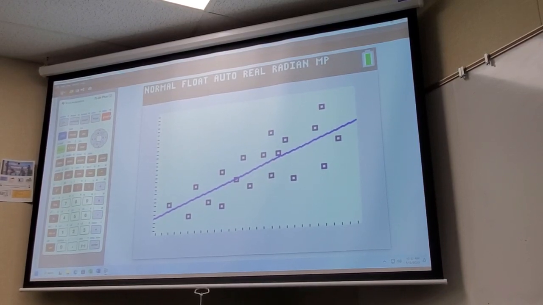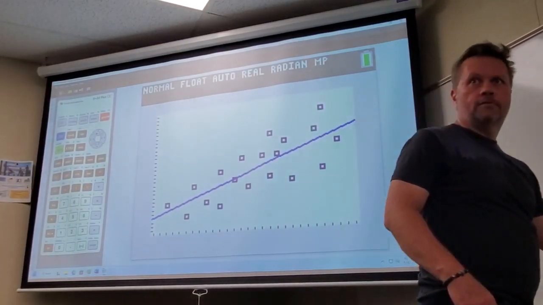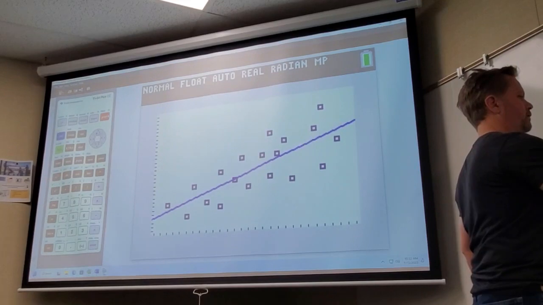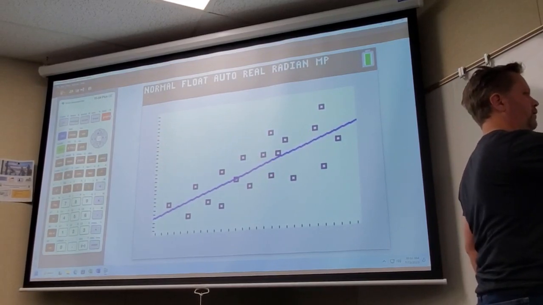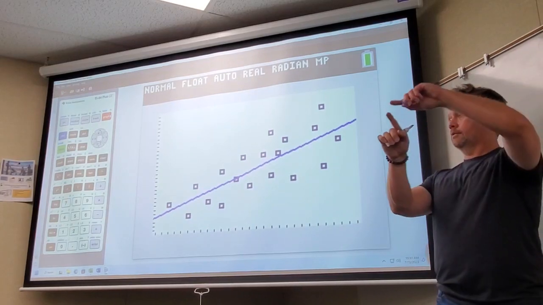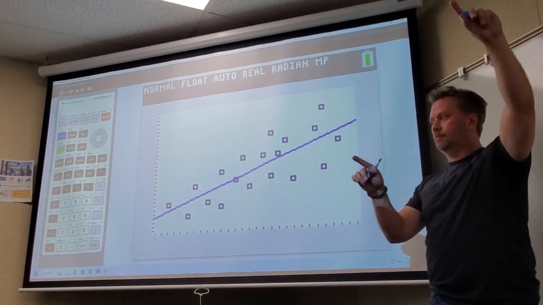So R. Somebody remind me, R equal to what? Could you draw an example of R equals 1? I would draw a line first and then just put dots on it. There's R equals 1. Perfect positive correlation. They are perfectly lined up.